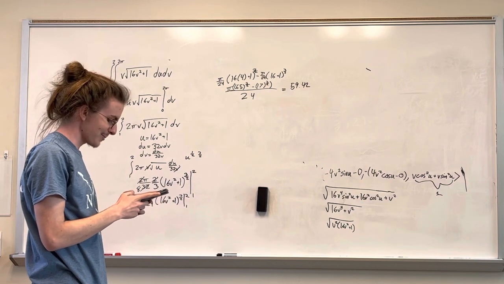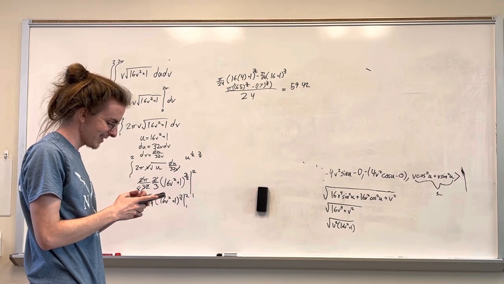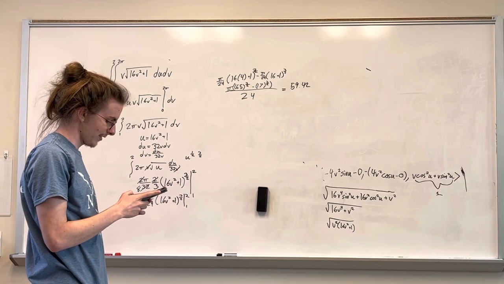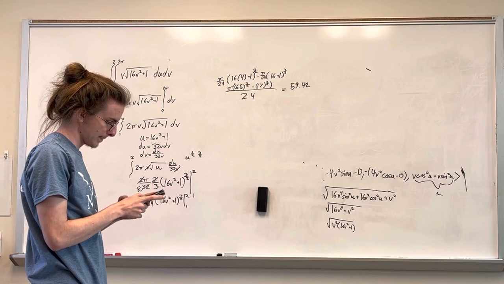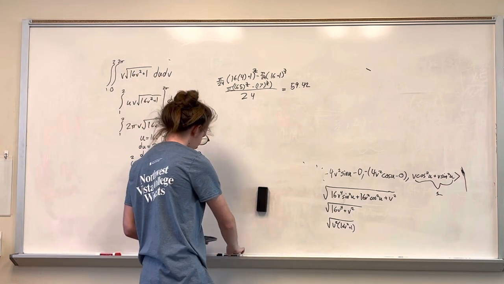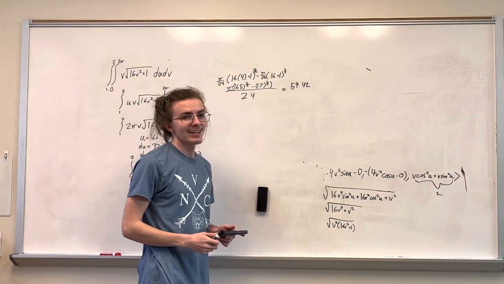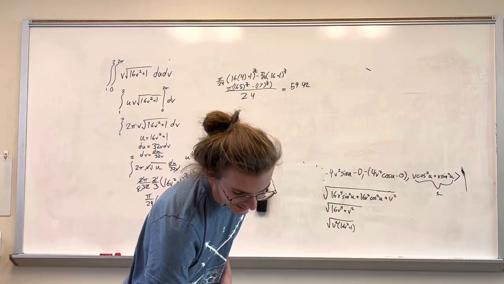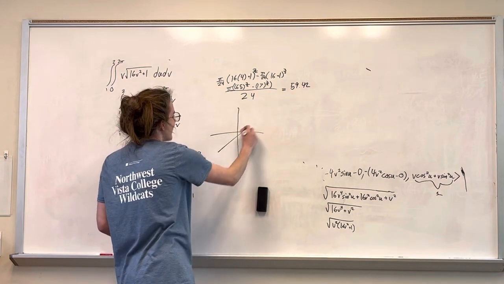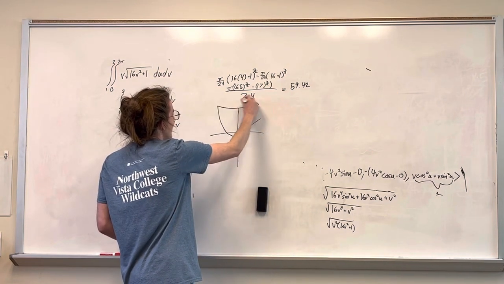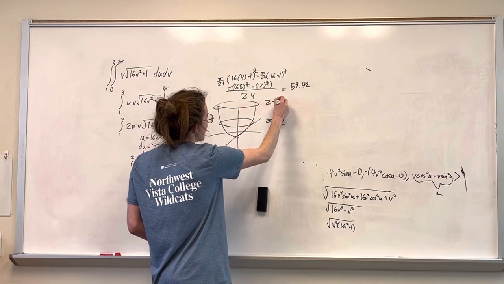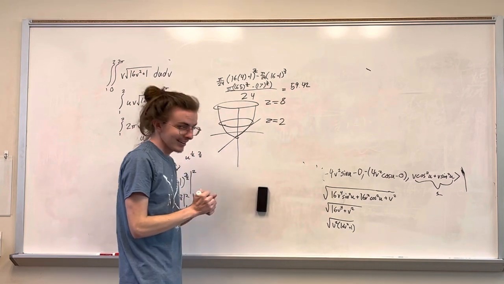I don't have Wolfram Alpha or any computers to help me. Minus 17 over 24. That gives us an answer of 59.52, and that is the surface area of this between z equals 2 and z equals 8. Thank you.